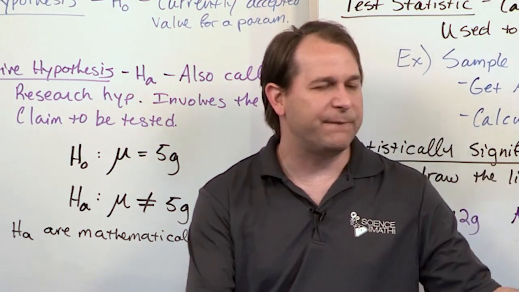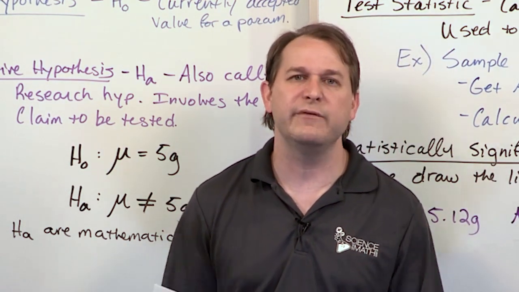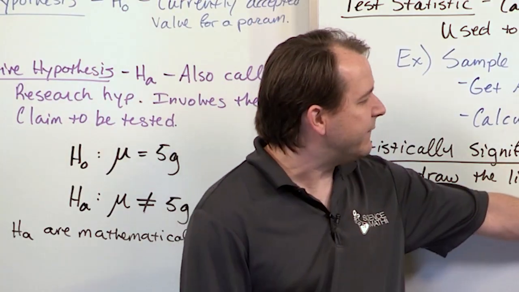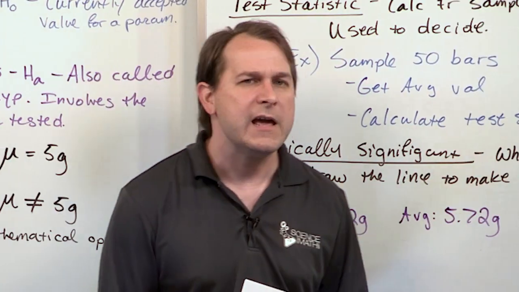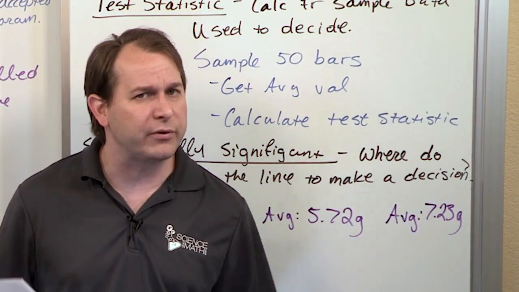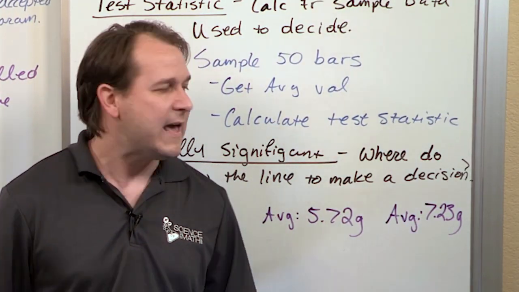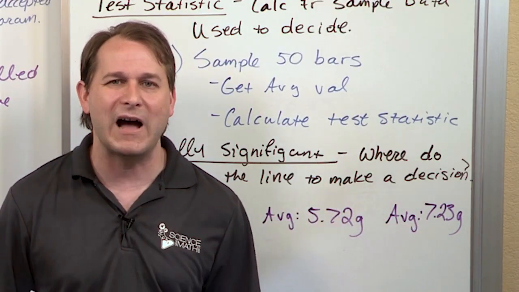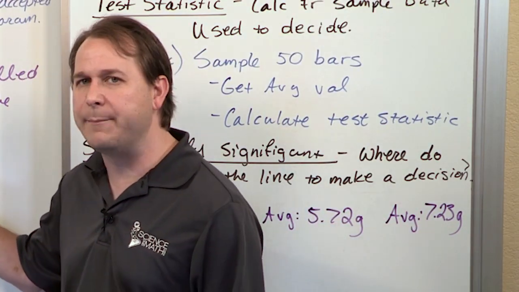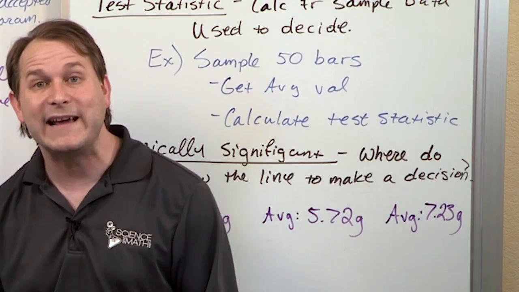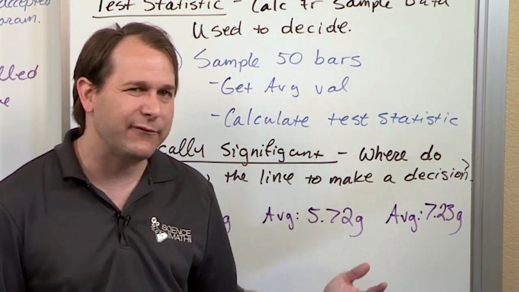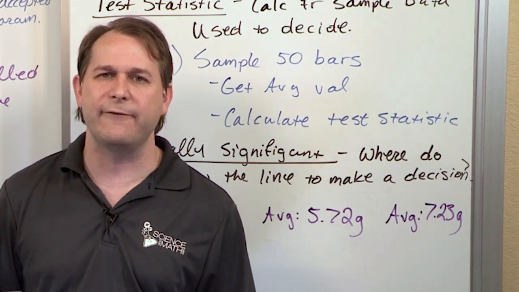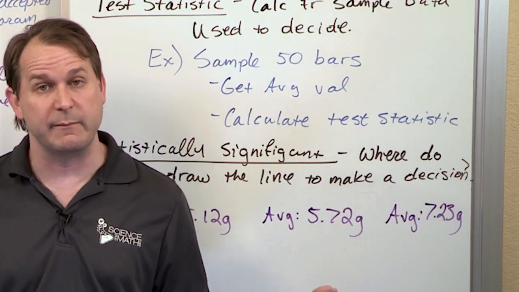Why? Because I sampled 50 bars. That's not just 1 or 2, that's 50 of them. And I believe that this number, 7.23, is what we call statistically significant. It means I've sampled so many of them that I'm pretty darn sure that it's not a fluke. And I think this is so far away from 5 that there is no way that this null hypothesis can be true. Therefore, I reject that null hypothesis. So it's easy to see that whenever you have an answer like 7.23 grams, that's really far away. Everybody would probably agree the machinery is malfunctioning.